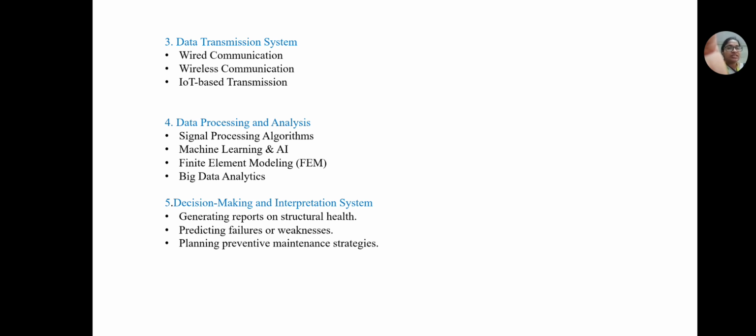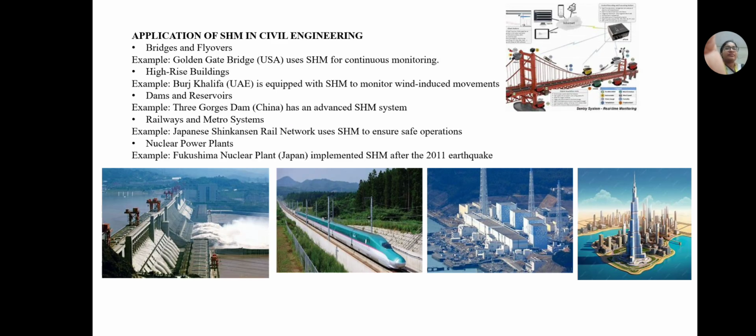The final component is decision making and interpretation systems. Based on the data analysis results, engineers will take decisions and interpret the systems. It includes generating reports on structural health, predicting failures or weaknesses, and planning preventive maintenance strategy.